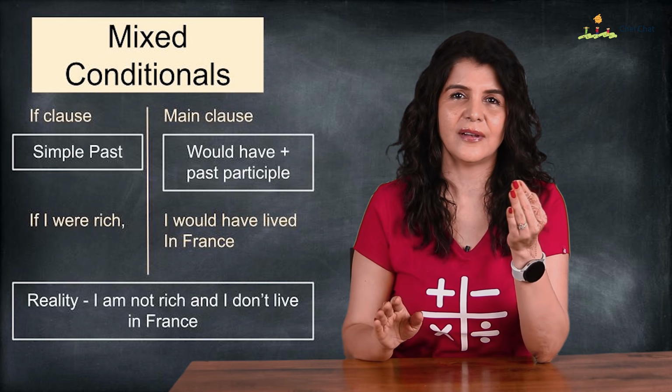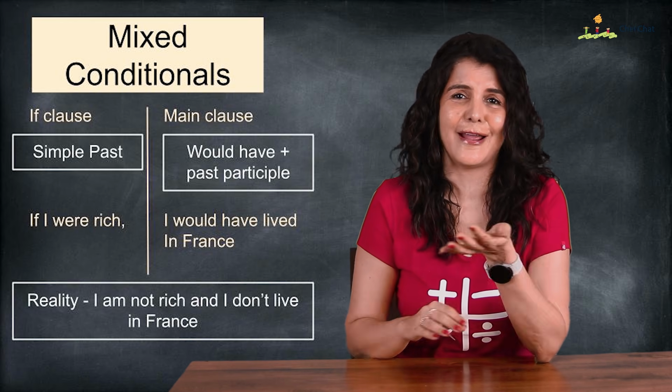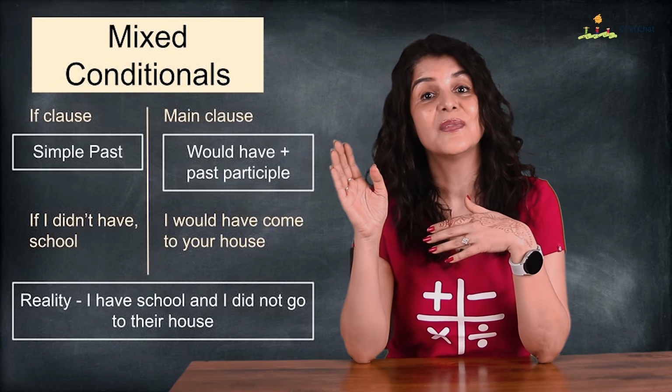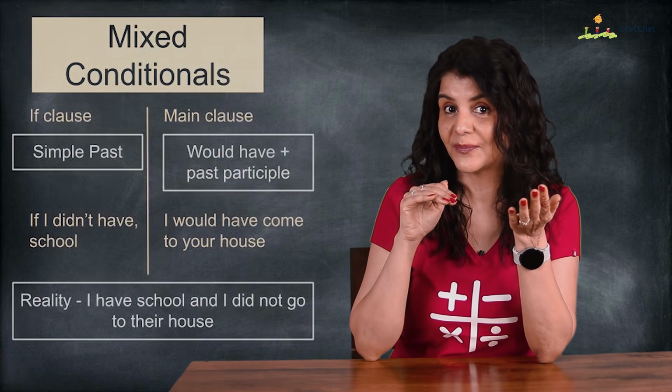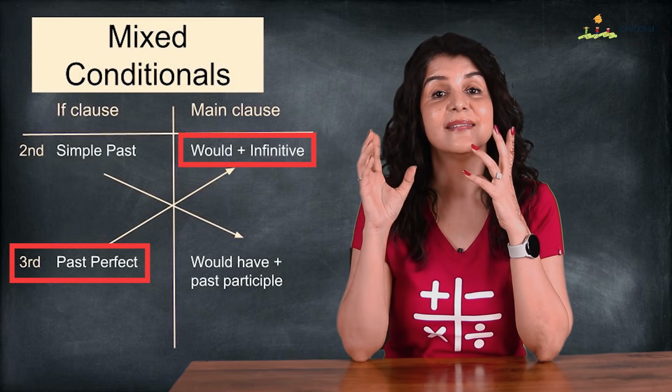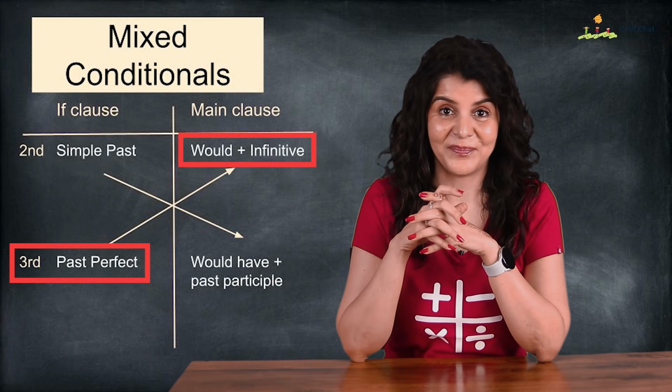But again, it's unreal. I'm not rich and I don't live in France. If I didn't have school, I would have come to your house. Now that was one type of mixed conditional. Now let's take a look at the second type of mixed conditional.